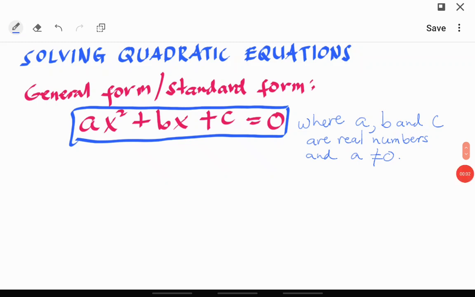Hello everybody! Today I will teach you about solving quadratic equations. So pag-aaralan natin kung paano i-solve ang mga quadratic equations.